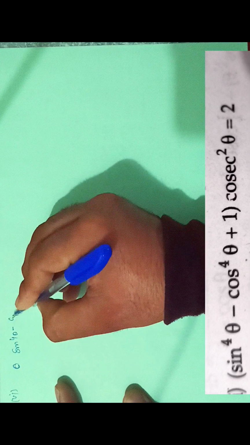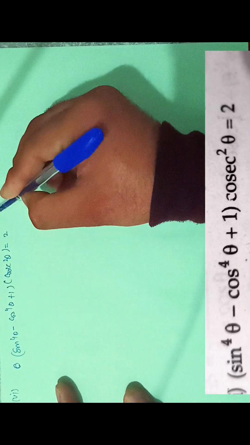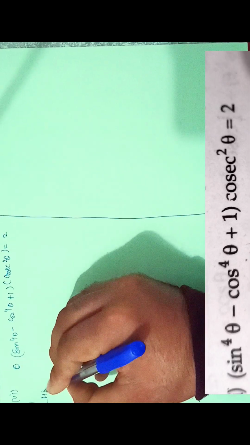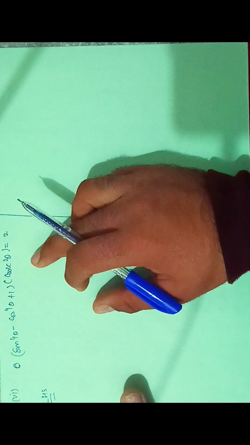And the next question is the seventh question: 4 power of sine theta minus 4 power of cos theta plus 1, multiplied by cosec square theta, and you have to prove this is 2. So by taking the left hand side, you'll see here nothing is like in other trigonometric ratios, there are already sine theta and cos theta.